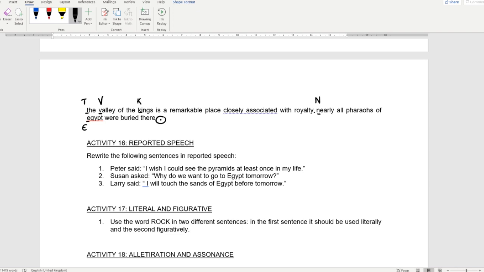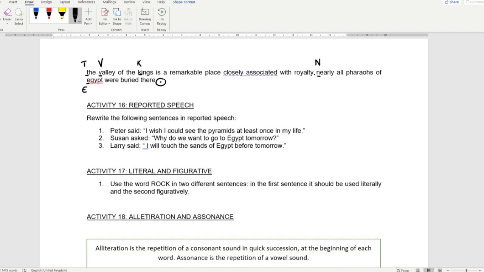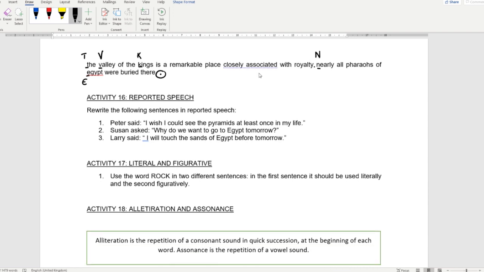16, reported speech again. So here, I'm not going to write all of these out, I'll just quickly list to you what to do here. So Peter said, that makes it past tense. I have 3 rules to follow. So the first one is the pronouns that will change. So Peter said that he, and then wish, which is present tense, will change to wished.